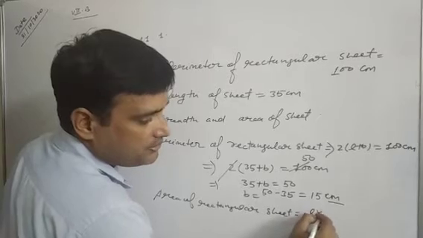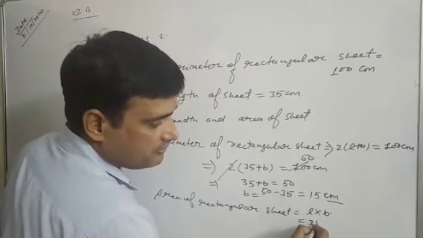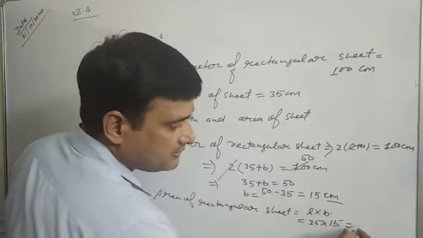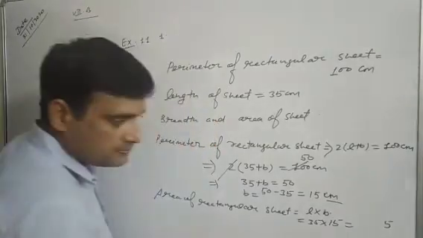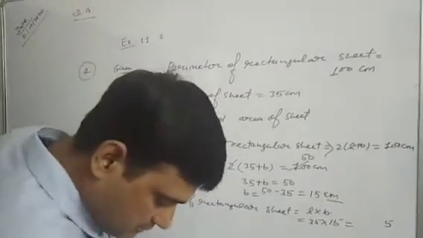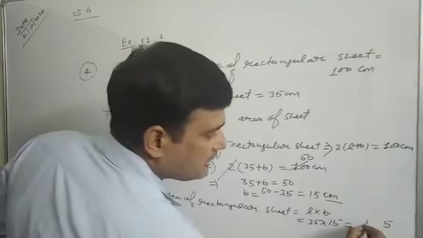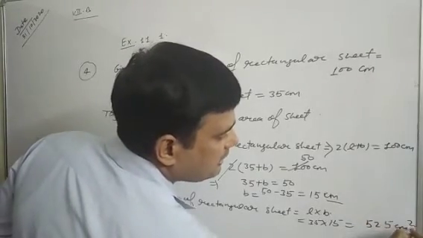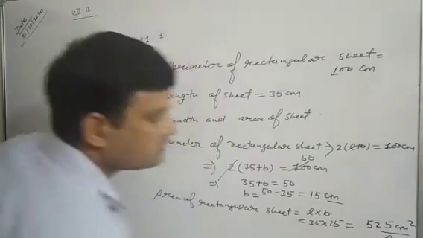Okay. Now area of a rectangular sheet is equal to L into B, 35 into 15. How much? 525 centimeter square. This is the right answer. Okay.